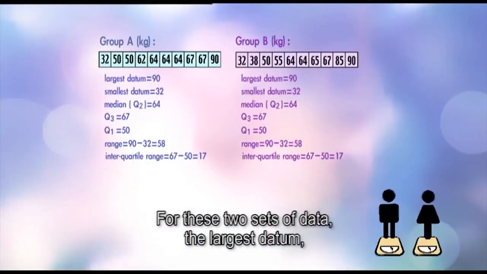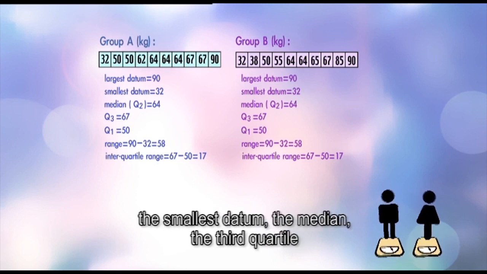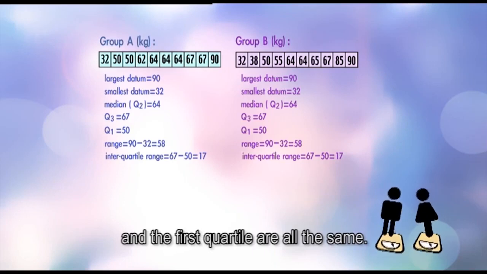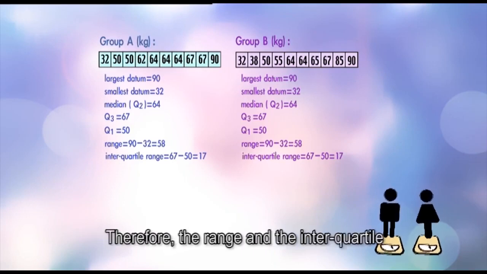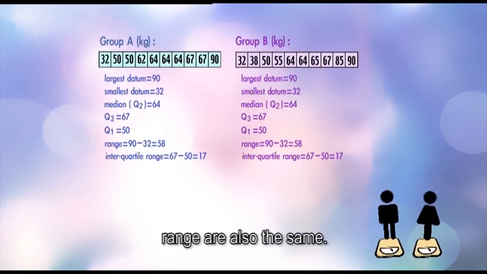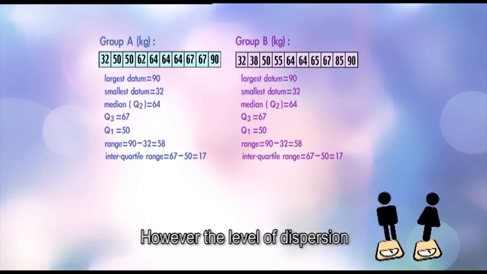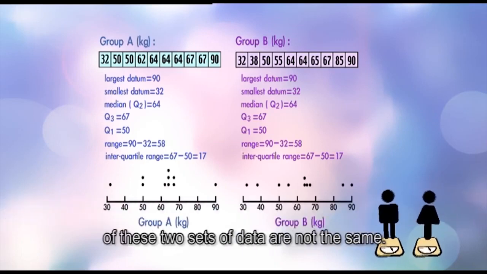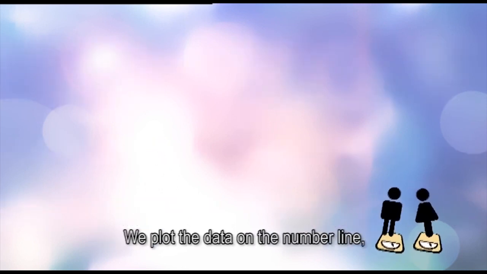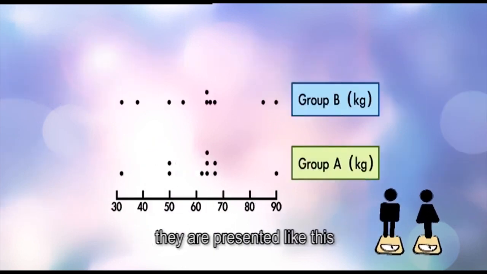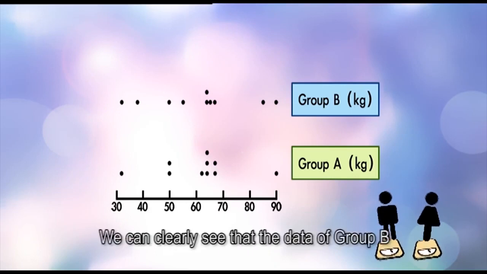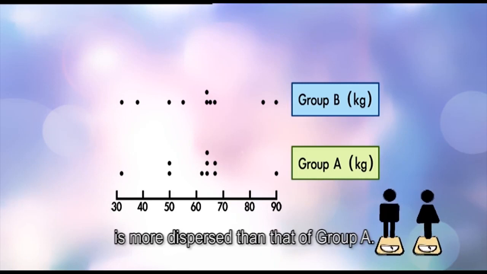For these 2 sets of data, the largest datum, the smallest datum, the median, the third quartile, and the first quartile are all the same. Therefore, the range and the interquartile range are also the same. However, the level of dispersion of these two sets of data are not the same. We plot the data on the number line. They are presented like this. We can clearly see that the data of Group B is more dispersed than Group A.